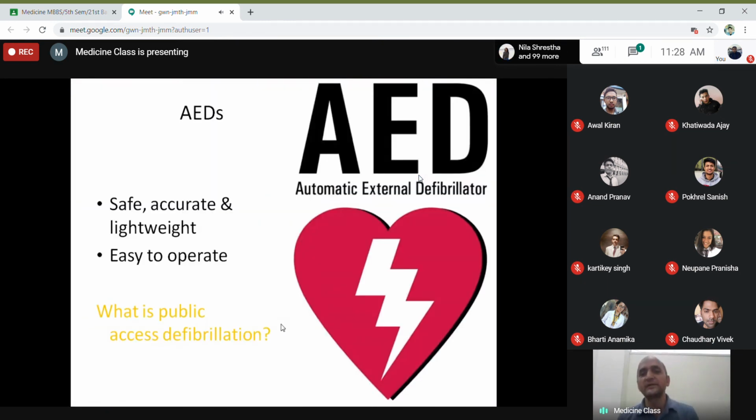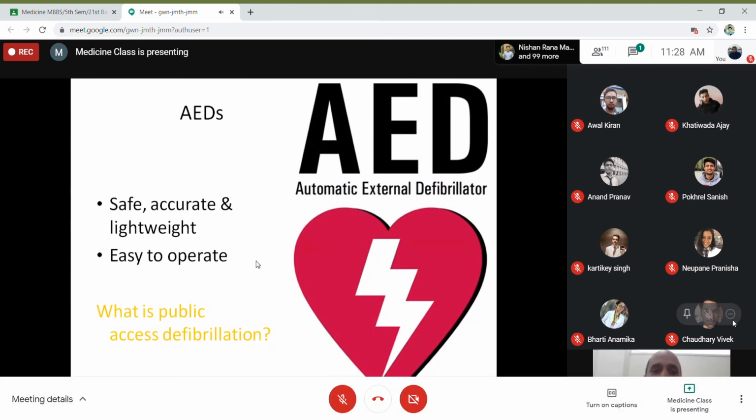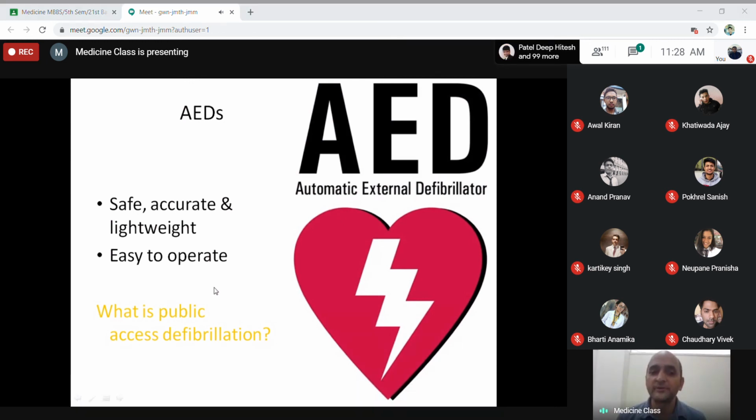AED, this is the automatic external defibrillator here. So I showed you the picture, the same things here: safe and accurate and lightweight, again, easy to operate, very easy. And what is public access defibrillation? So usually, if you have been to first-world countries, it is kept in a special place in a public place or the hospital setup or other setup here, and usually it's practiced in Germany or in Netherlands. So it is available very frequently here.